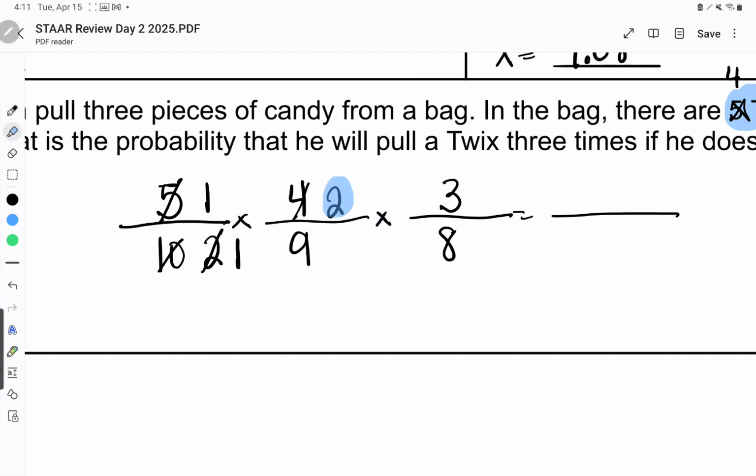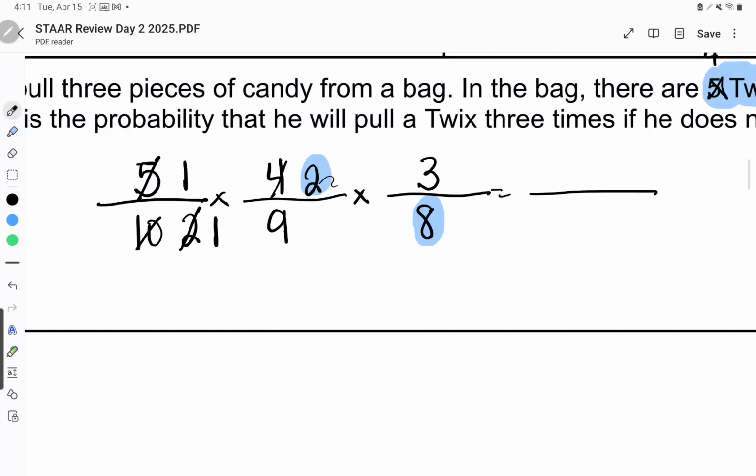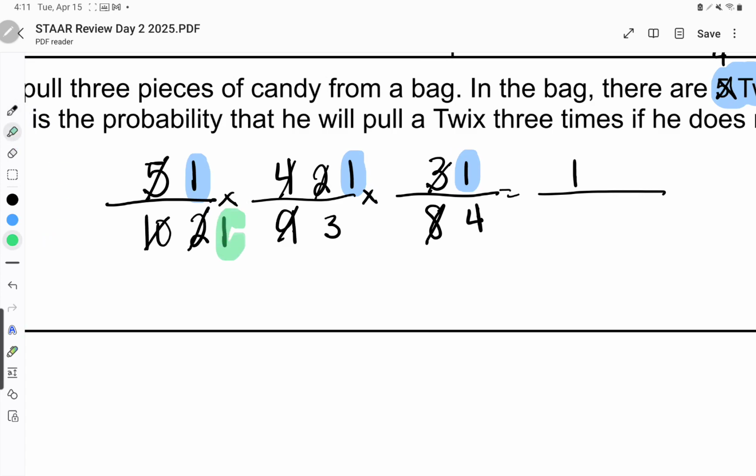Check it again, and we have 2 and 8, and 2 and 8 can be simplified because they are both divisible by 2. 2 divided by 2 gives me 1. 8 divided by 2 gives me 4. We check our other diagonals now, so we have 9 and 3, and 9 and 3 are both divisible by 3. 9 divided by 3 gives me 3, and 3 divided by 3 gives me 1. So we'll do 1 times 1 times 1, which gives me 1. And then we'll do 1 times 3 times 4, which gives us 12. So there's a probability of 1/12.